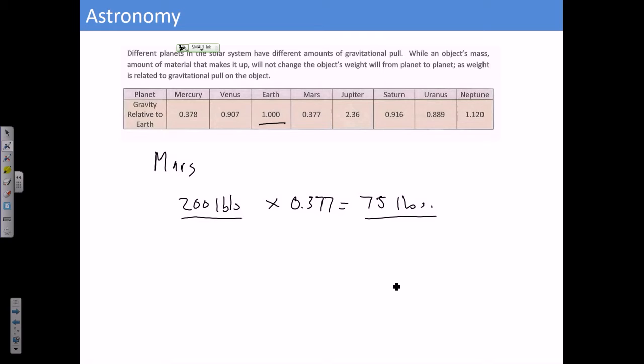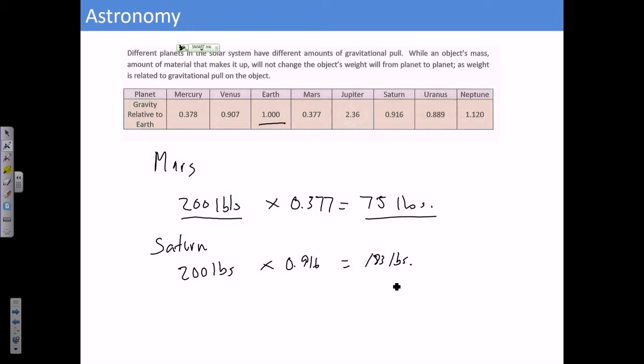on Mars. And if we jump to Saturn, you're going to be 200 pounds again. That's your starting weight. 200 pounds times 0.916, and you're going to be weighing a little bit less. You're going to be at 183 pounds.